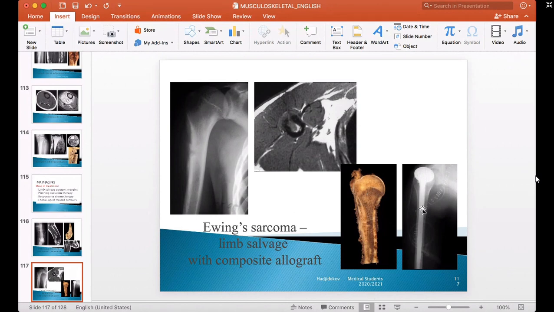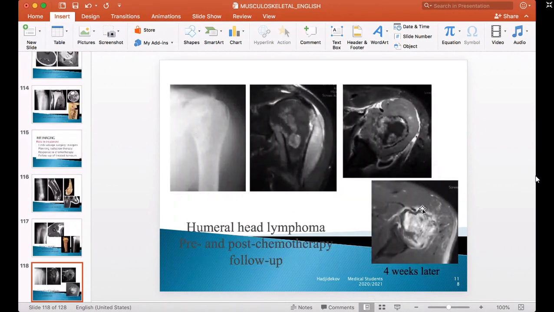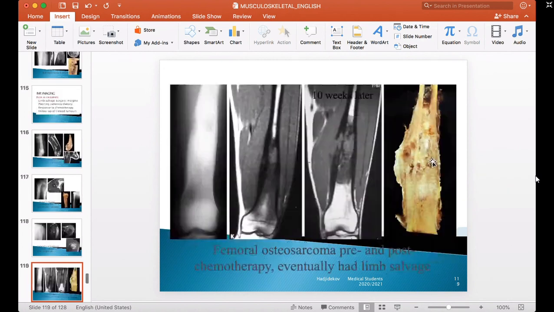This is the allograft. This is an example of another aggressive tumor which responds very well to chemotherapy, and this is a lymphoma of the humeral head. You see the image before and after chemotherapy, the follow-up 4 weeks later. The tumor is, I'd say, treated, and does not look as aggressive as in the very beginning.